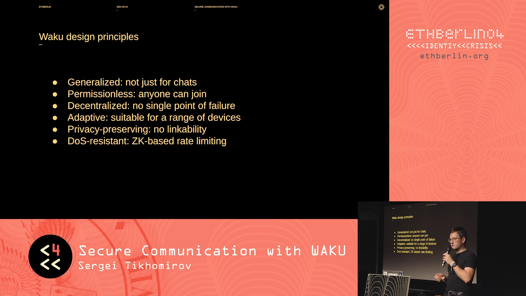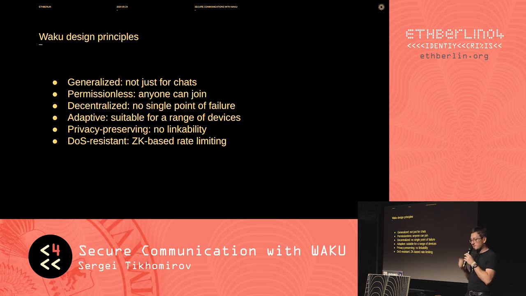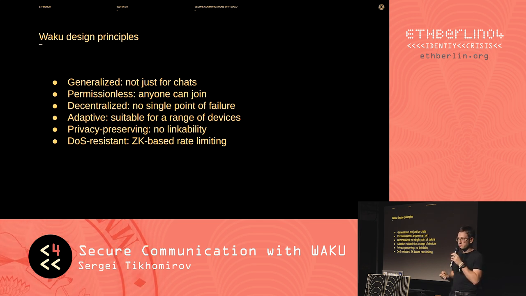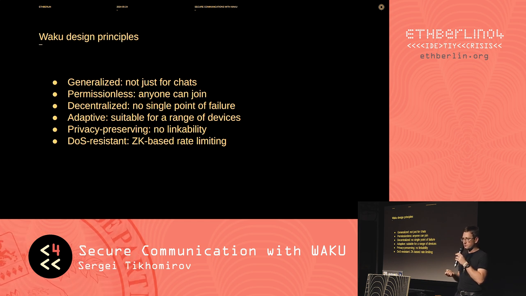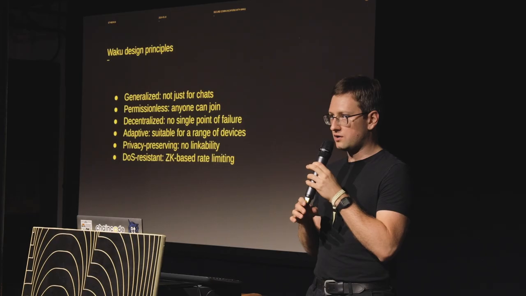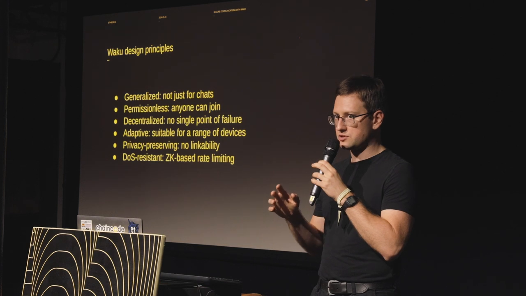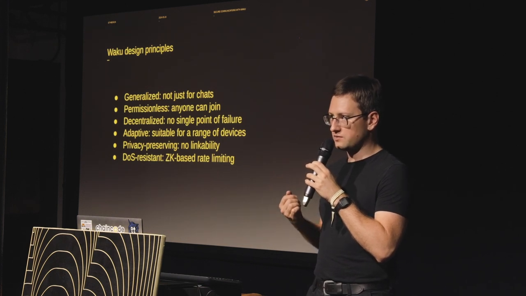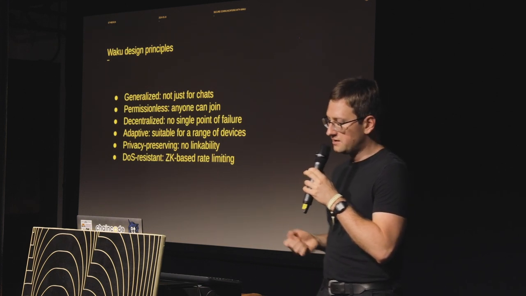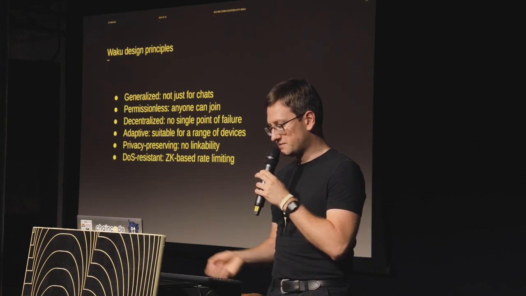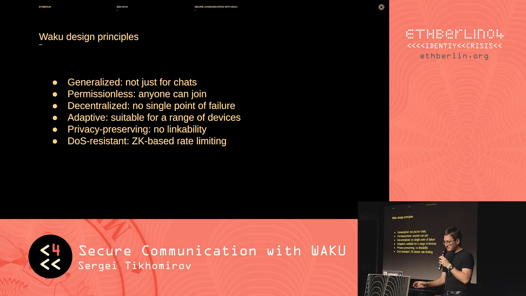It's adaptive. It's suitable for a wide range of devices. So we have a family of protocols, actually. It's not just one protocol. It's a family of protocols, and you can switch some of these protocols on and off depending on your hardware specifications. You may decide to use the full relay protocol and be part of the peer-to-peer network, or your architecture may involve a full node that you run, for example, but your users will communicate in a more lightweight fashion with this full node using light protocols that we also have, so you can be adaptive and flexible depending on the hardware. Privacy preserving, of course.